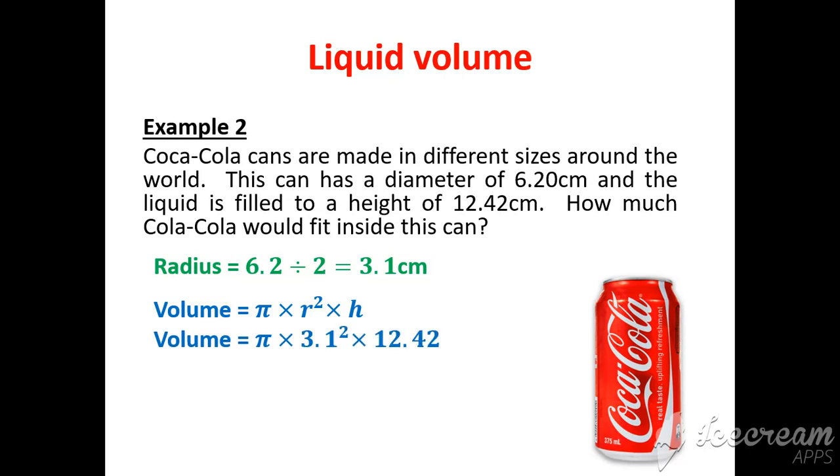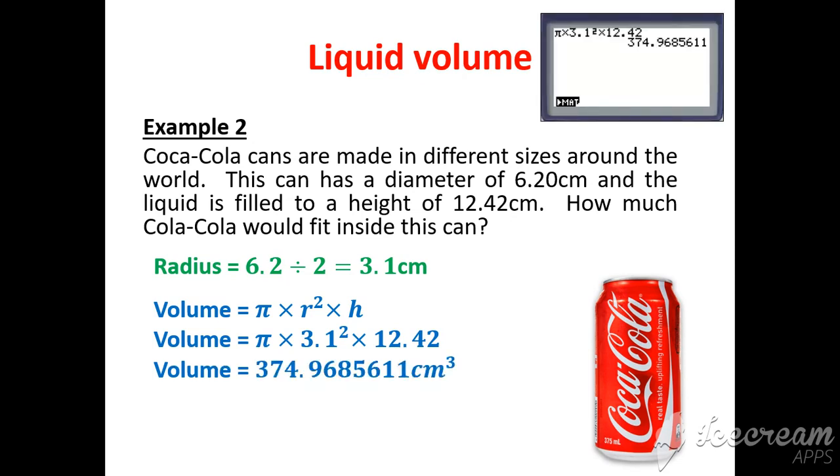Now let's use our volume of a cylinder, pi times radius squared times height. Let's substitute: the radius is 3.1, so we go pi times 3.1 squared times the height of 12.42, and that gives me a volume of 374.9685611 and so on centimeters cubed. Remember our conversion? Oh no, I'm going to round that sensibly first. You could do your conversion first or round it. I'm going to round it to 375 centimeters cubed.